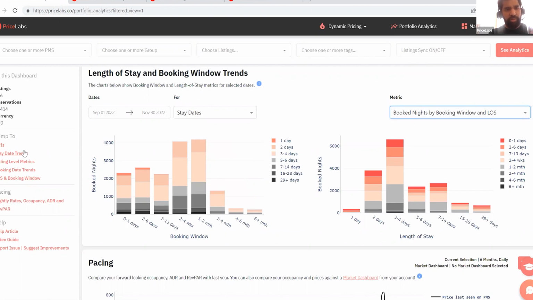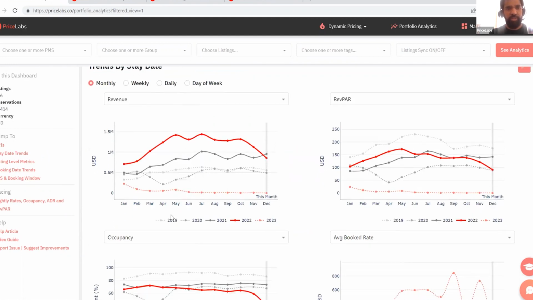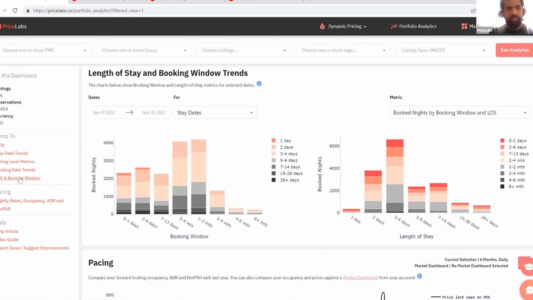So again, use case number one, where we are trying to understand how our listings are performing historically. We can quickly see that from KPIs, and if we want to dive in a little bit more, we can see that from trends by stay date. Use case number two, where we want to understand how the length of stay of our listings and booking windows are trending, so that if we're adding stay restrictions or last minute discounts, we know how to deal with those, right?